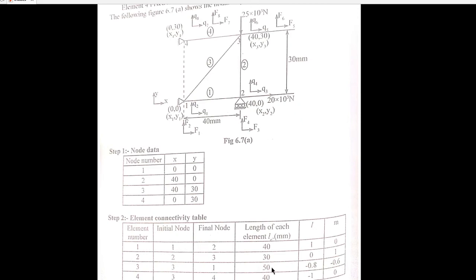You do K3 yourself and let me know. Outside, what is the value? 4 into 10 power 5. Multiply the LM terms and substitute the LM values inside. Let me know the matrix. Do it yourself, all of you. Minus 0.8 is there, minus 0.6 is there. Keep this in mind.